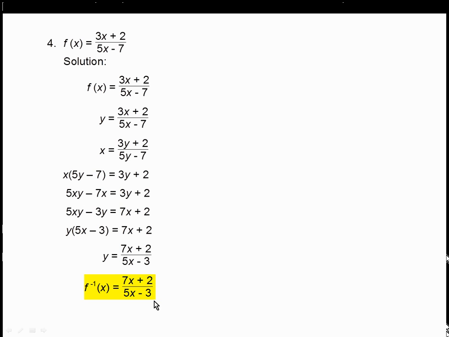Notice the inverse does look very similar to the original function. Again, sometimes it is possible for a function to be its own inverse. The classic example of a function that is its own inverse is f of x equals 1 over x. It is its own inverse.